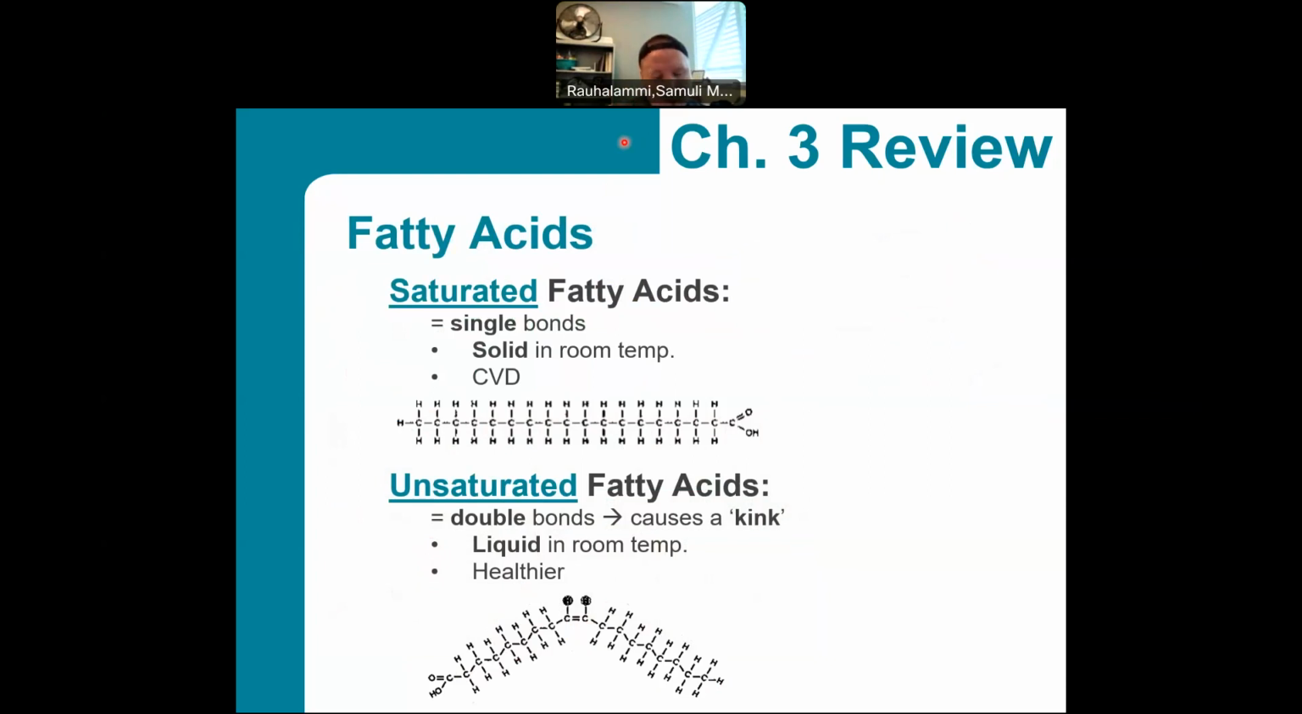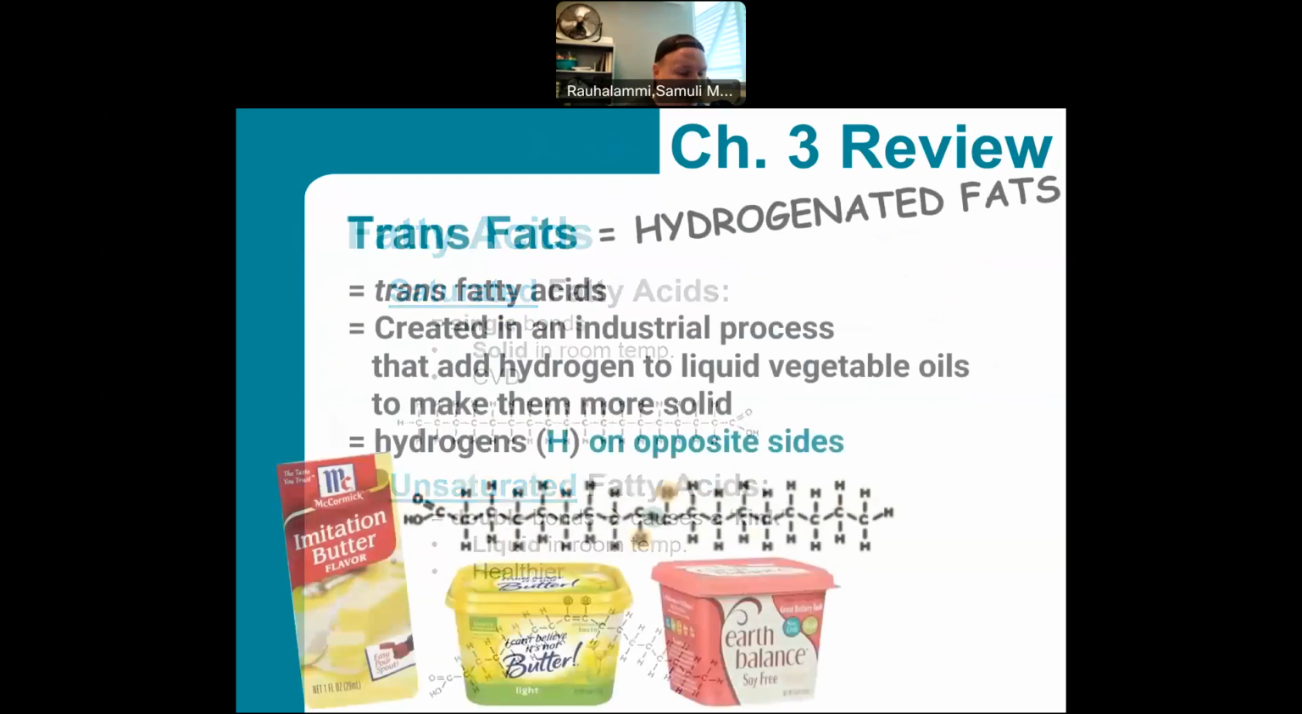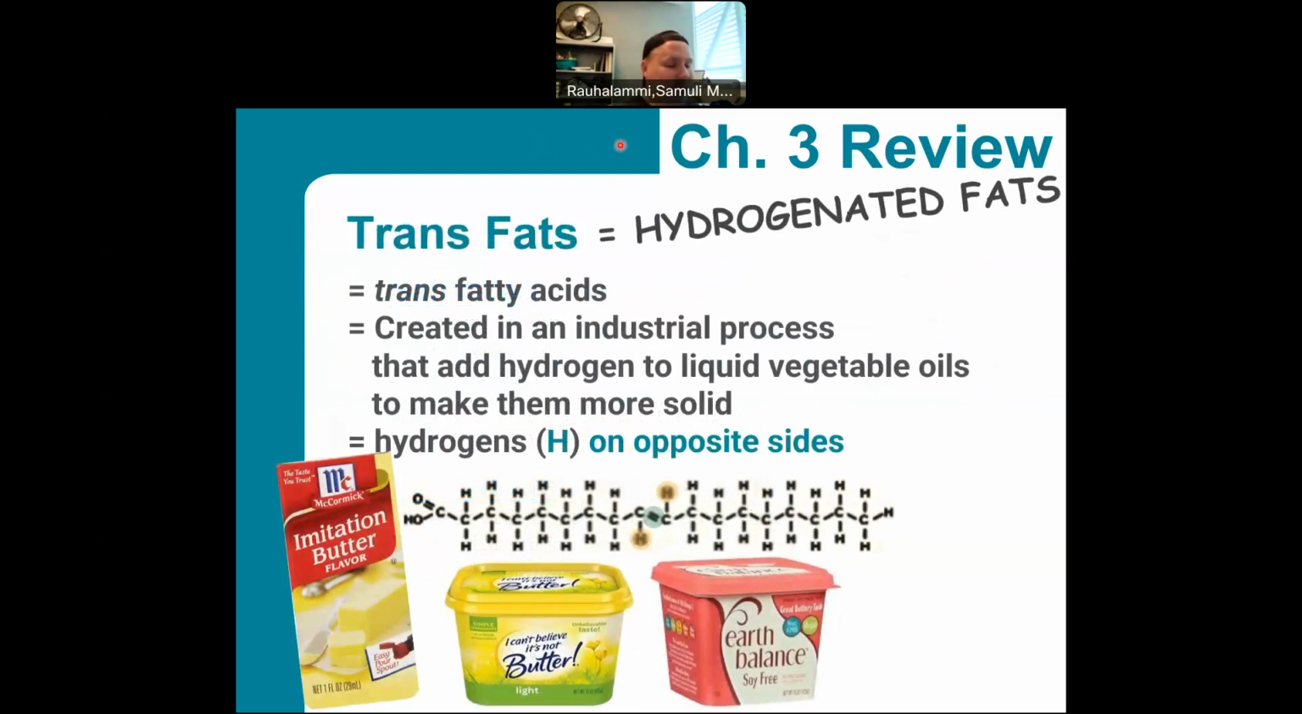However, there is one more group that's a man-made variation, because we started seeing that saturated fatty acids were not that good for us, even though they were sometimes considered more tasty and attractive than unsaturated fatty acids. Back in the day, someone thought that maybe we can use this chemistry for our benefit somehow. And what happened is that we started producing something known as hydrogenated fats. These are also known as trans fatty acids or trans fats.